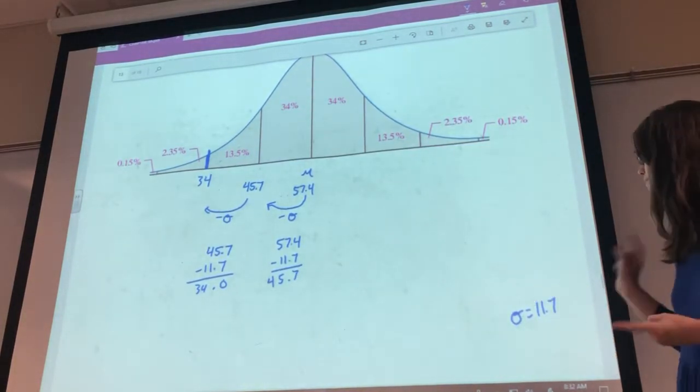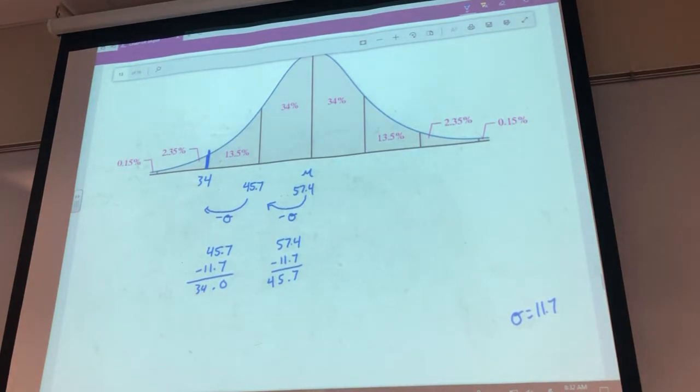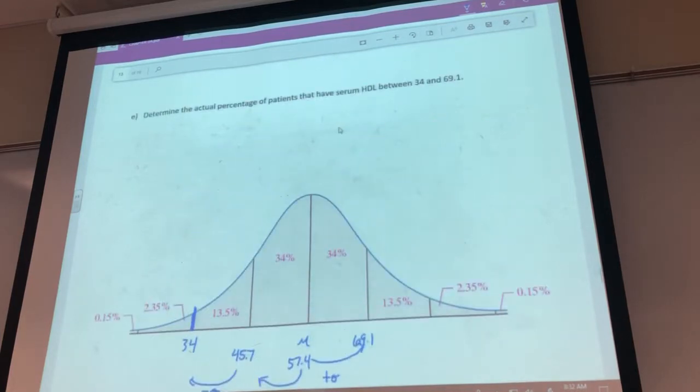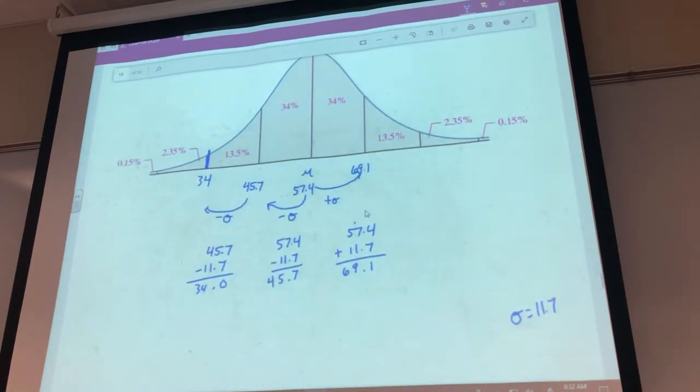I found that number. Got to find the other one though, which was 69.1. That's larger than the mean, so it's going to be over here somewhere. If I come this way, I'm going to be adding sigma. So I'm going to do 57.4 plus 11.7, which is 69.1. Is that the number they wanted? Yeah, okay. So it's right there. It's 1 standard deviation above the mean.